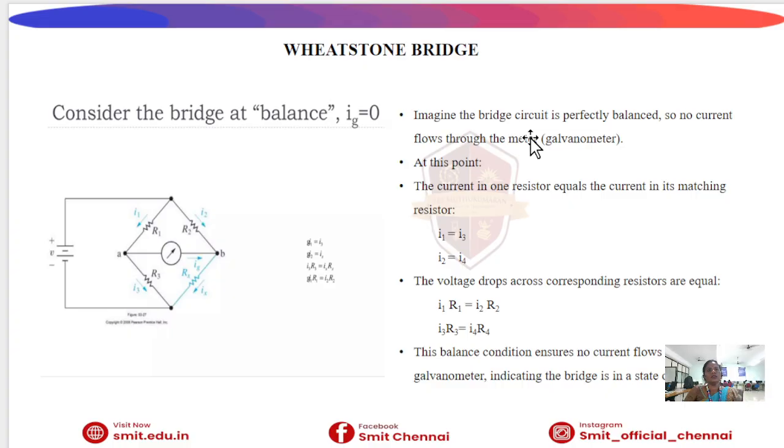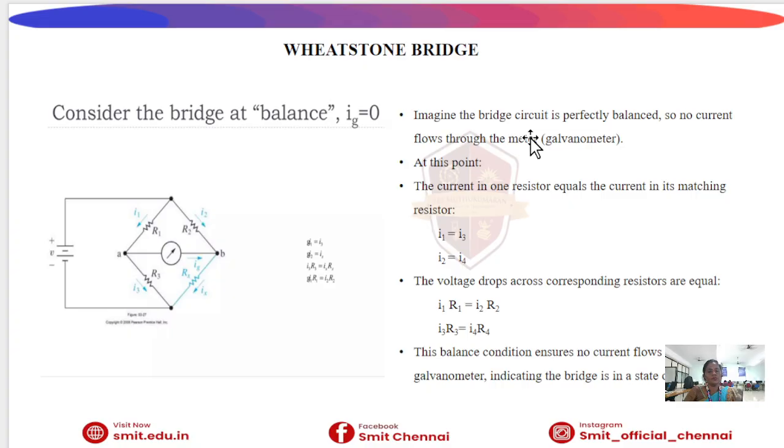Why does this happen? At balance, the electrical potential at both midpoints of the bridge becomes the same. Since current only flows when there is a voltage difference, equal potential means no current passes through the meter. In this condition, the current flowing through one of the resistors equals the current in its corresponding lower resistor. So we can say current through R1 equals current through R3 and current through R2 equals current through R4. Because of this, the voltage drops across corresponding arms are proportional. This gives the balance condition R1 by R2 equal to R3 by R4. So the ratio of resistance in one branch equals the ratio in the other branch.